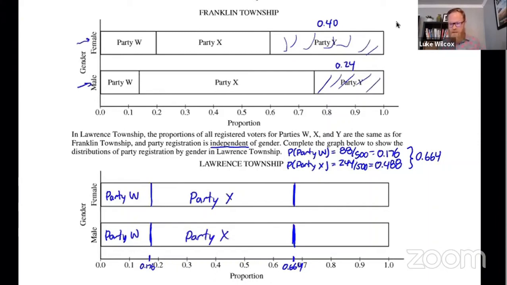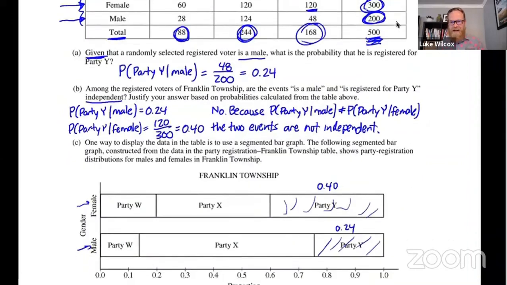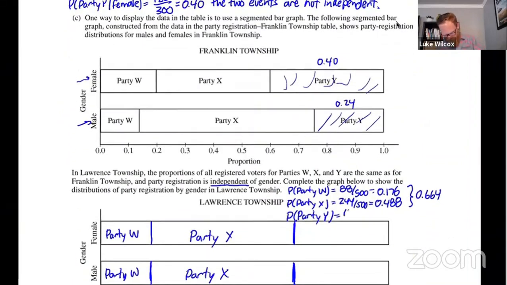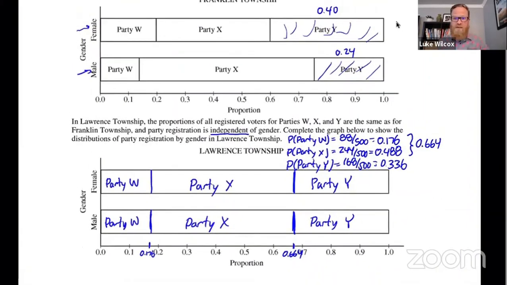And let's just go ahead and calculate that last probability, the probability of party Y. And if I look at my total up here, the party Y is 168 out of the 500. And if we turn that into a proportion, that's going to be 0.336, which we hope is what's being represented in this final little chunk here. Let's just go ahead and label that as party Y and party Y. And now, because these two conditional distributions look exactly the same, we can say that party registration is independent of gender.